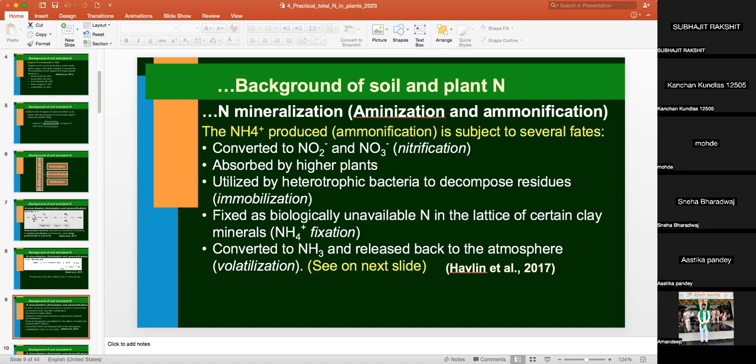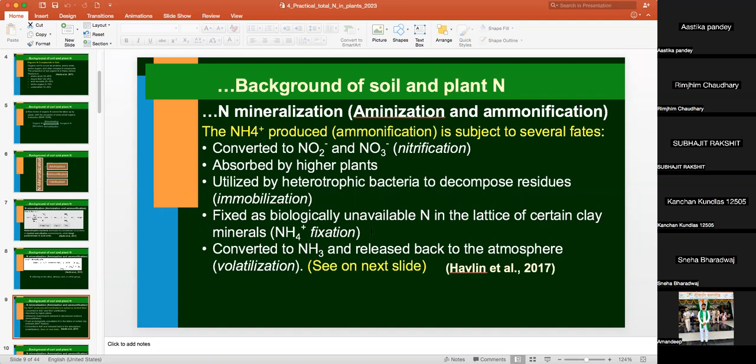Some of the ammonium can be fixed as biologically unavailable nitrogen in the lattice of certain clay minerals, which is known as ammonium fixation. In between the layers of the clays, you have some interspaces. In those interspaces, this ammonium can enter, which is known as ammonium fixation. It is different from nitrogen fixation.